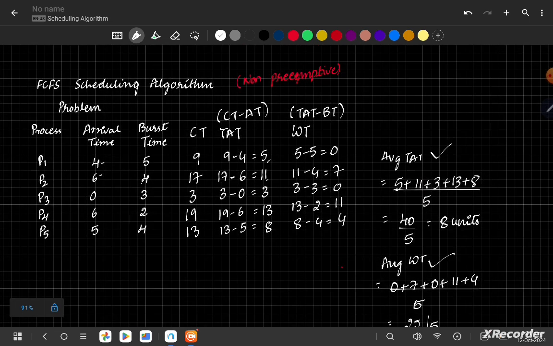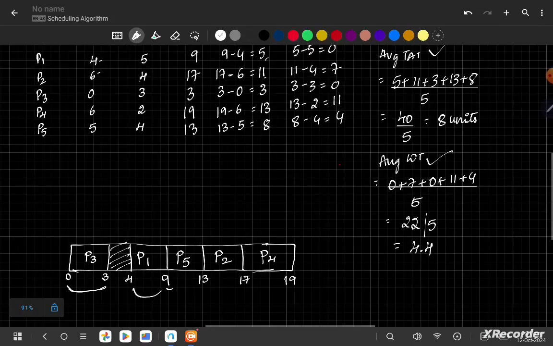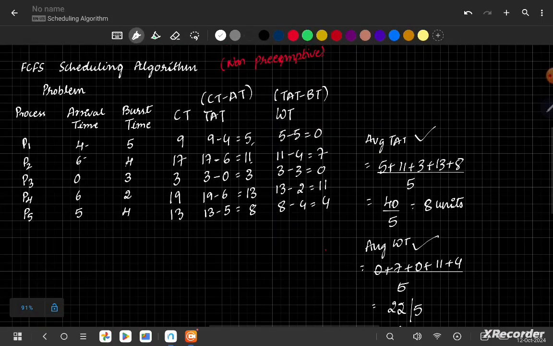FCFS scheduling is a non-preemptive scheduling algorithm where, if you see the Gantt chart, once a process enters the CPU, it makes sure it completes its task and only then does it come out of the CPU. So this is called the FCFS non-preemptive scheduling algorithm.